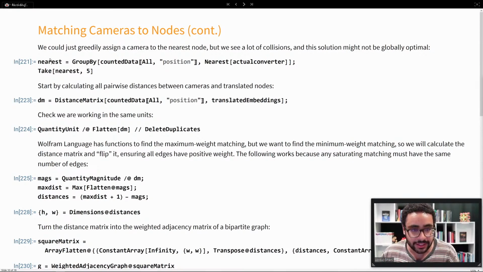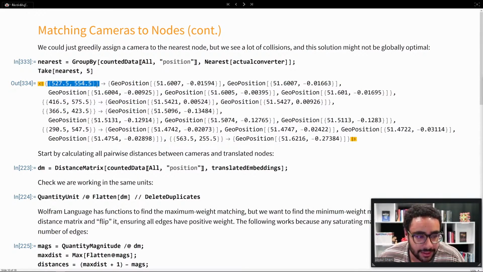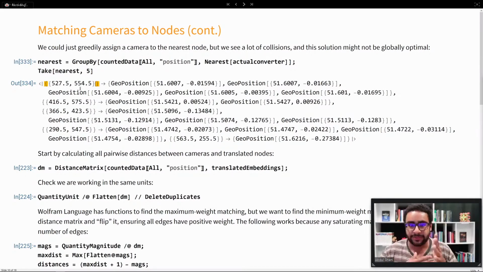The way we can do that is by something like Nearest. So what's going on here? We are grouping the positions of our cameras by the nearest node that they go to. If we look, we see that there's actually quite a lot of collisions and competition. There's maybe 5 cameras here, and they're all nearest to this node, so they're all competing for that same node. And so we have to make decisions about how we match cameras to nodes.